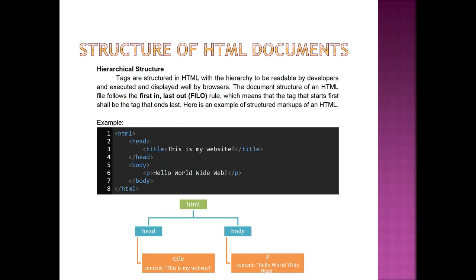Then we have the structure of an HTML file. So when it comes to coding of an HTML file, always remember that this structure is hierarchical, or in hierarchy. It always follows the first in, last out rule, or FILO, which means when we create an HTML file, it will start in the start tag of an HTML tag, and it will also end in the end tag of an HTML tag. Same as the other paired tags.